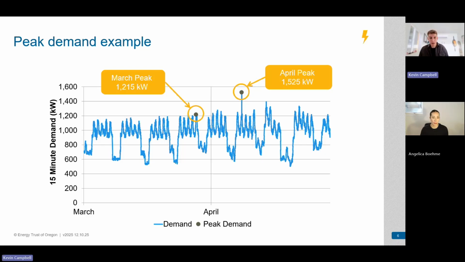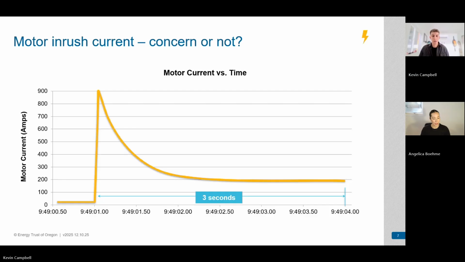All right, now let's move on and zoom way in, go from the facility level down to the equipment level. What we're looking at here on the vertical axis is motor current measured in amps from 0 to 900. On the horizontal axis, we have time, but I do want to focus in on just how short this time scale is. We're looking at a 4-second window across the entire span.